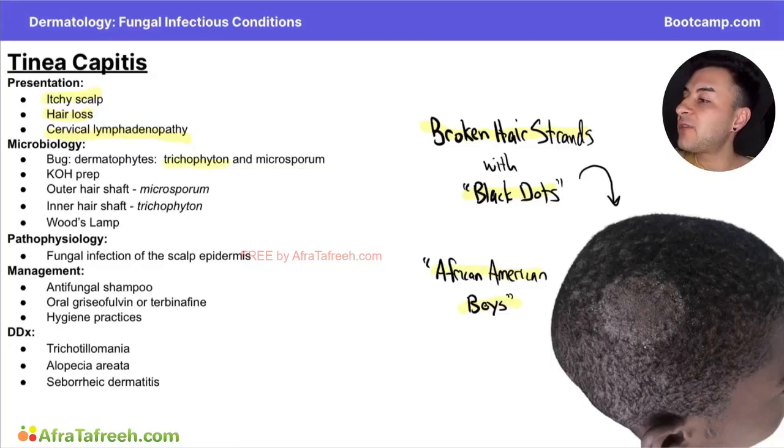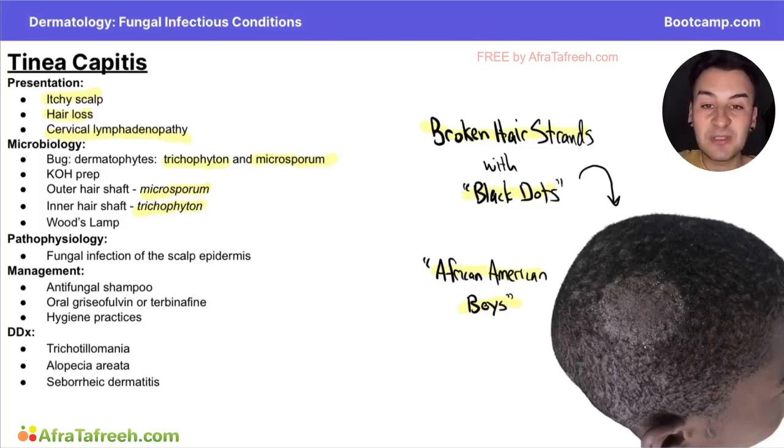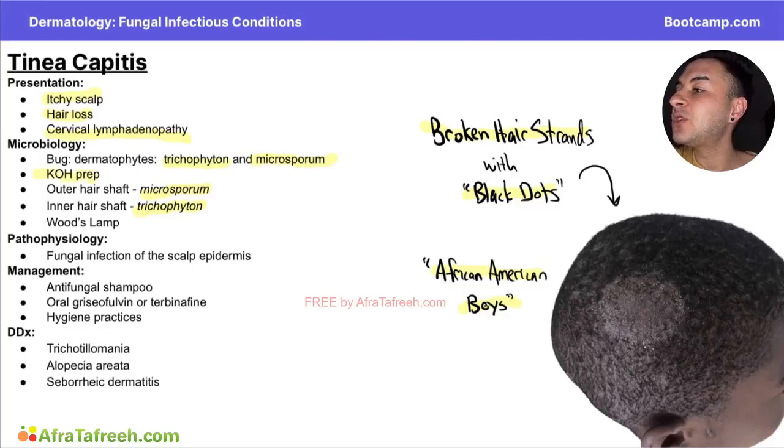So we're looking at trichophyton and microsporums, specifically microsporums on the outer shaft and trichophyton on the inner shaft, but that's pretty low yield detail in my opinion. More importantly, this is going to stain positive on a KOH prep, which we use for fungi. And under Wood's lamp exam, it's going to have a bluish green fluorescence. So I'm going to highlight here in blue. I'm going to go over it again with green so you guys know that it's a blue-green fluorescence.